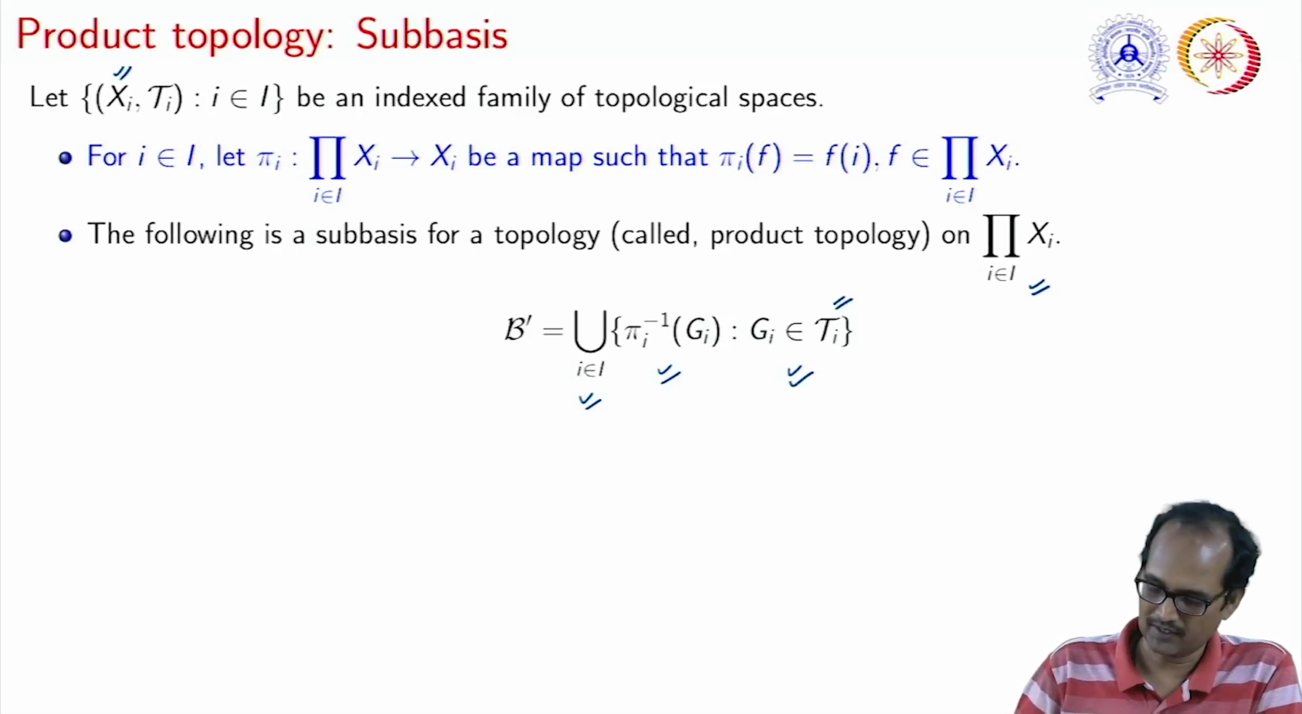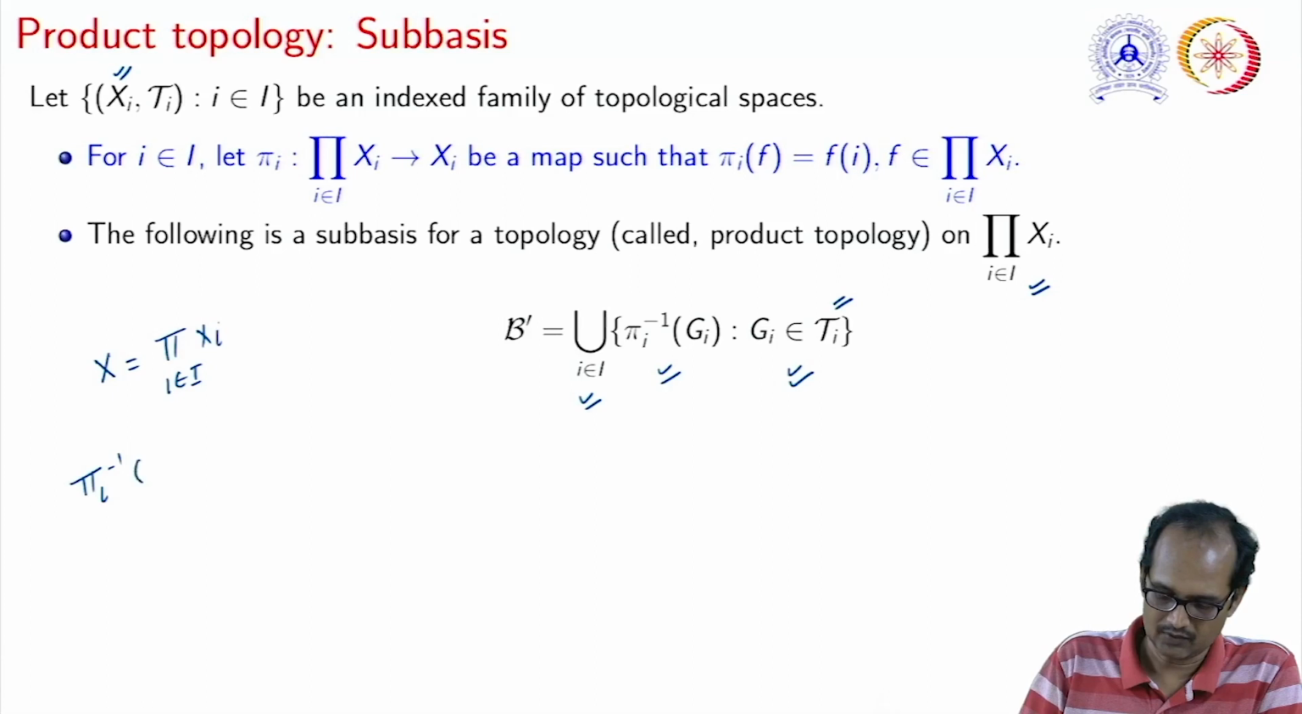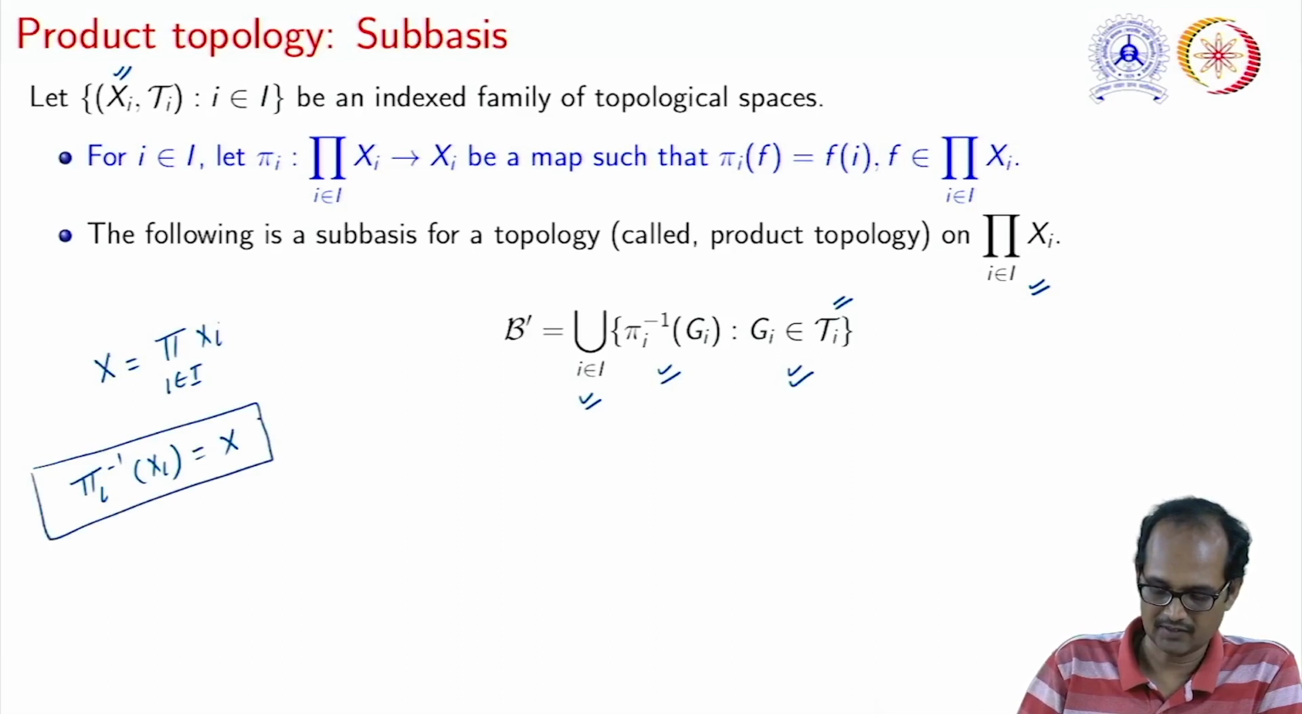One thing is clear from here: if we take X as this product of Xi, i belongs to I, what we have already seen is that pi_i inverse of Xi is equal to X itself, and therefore this collection will always be a subbasis for a topology. Now if this is a subbasis, what we know is that beginning with a subbasis, that is B', we can move to a basis, and from the basis one can move to a topology. Let us denote this product topology by tau_p.